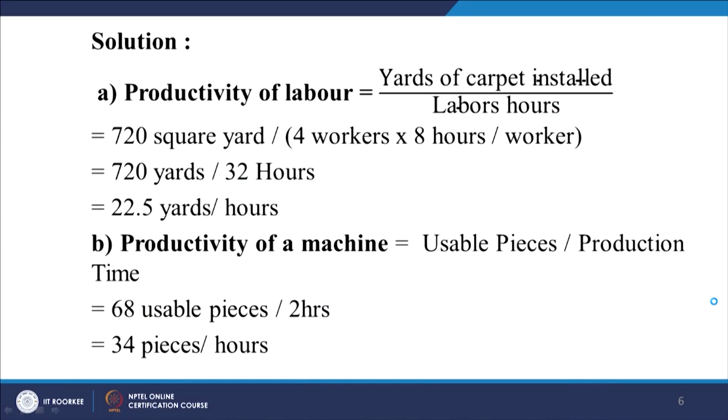The second problem: the output is 68 pieces produced. That is the output, and the input is that for 2 hours we are working. So the machine is working for 2 hours. So usable pieces produced, divided by the production time, that is the input. So 68 usable pieces divided by 2 hours. So we can very easily say 34 pieces per hour is the productivity for this operation.